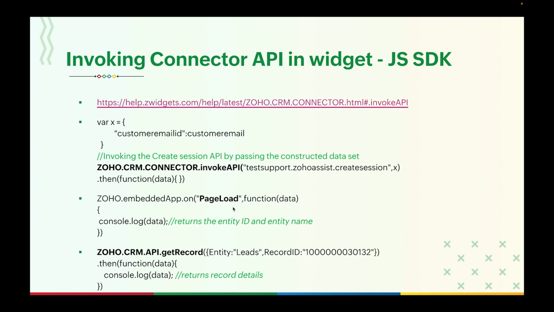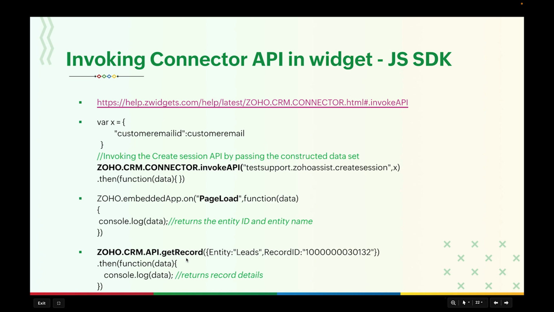Once I get these two details, I am going to use another JS SDK, which is getRecord. I will be passing the module name and the record ID that I get from page load to this particular JS SDK. This JS SDK will return the entire details of the particular record.